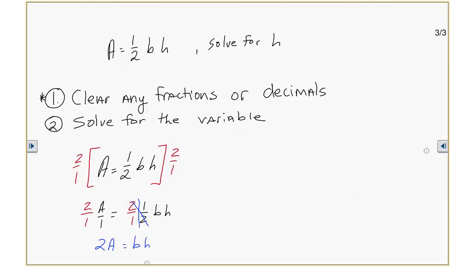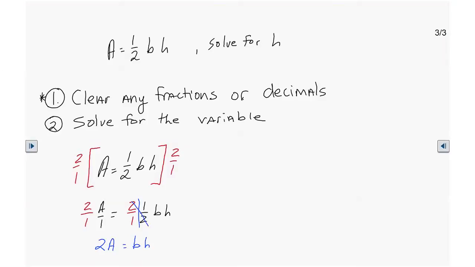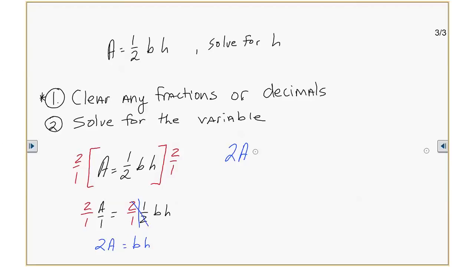And which one are we solving for? We're solving for h. So that means I've got to get rid of multiplying by b. How do you get rid of multiplying by b? That's a question for y'all. It's not rhetorical. How do you get rid of multiplying by b? All I heard was nothing. How do I get rid of multiplying by b?